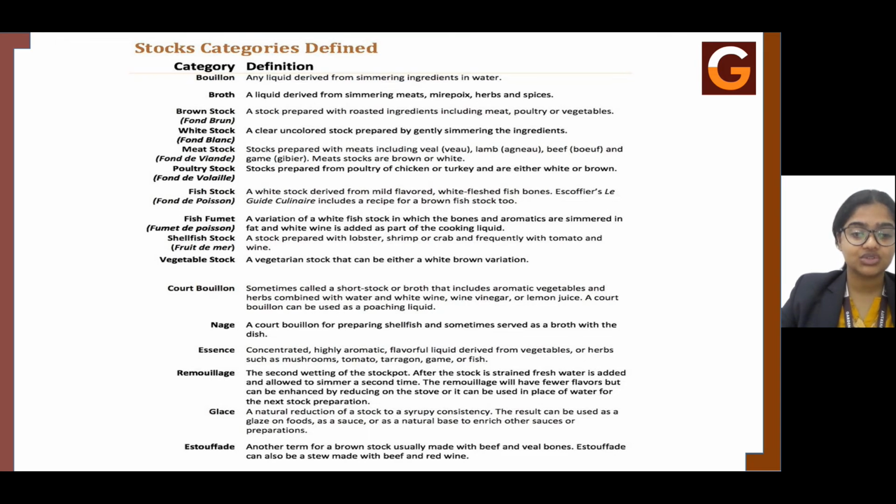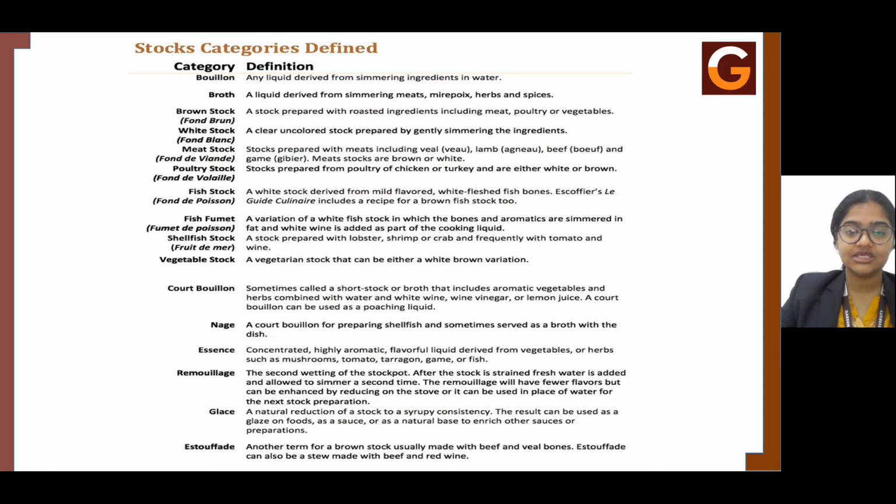What is estouffade? Estouffade is basically another term that is used for the brown stock. Here the bones of veal or beef are used. You can add a little bit of red wine, and it is used for glazing of beef steak or for making a sauce preparation.